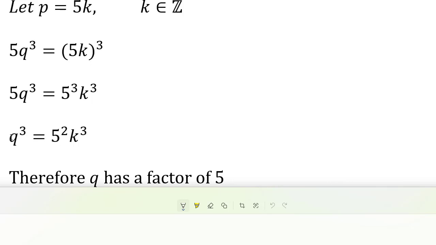Now this time we're saying, well, q, when it's multiplied by itself 3 times, ends up having a 5 in the answer. And that means that q must have a factor of 5. So therefore, p and q have a factor of 5.